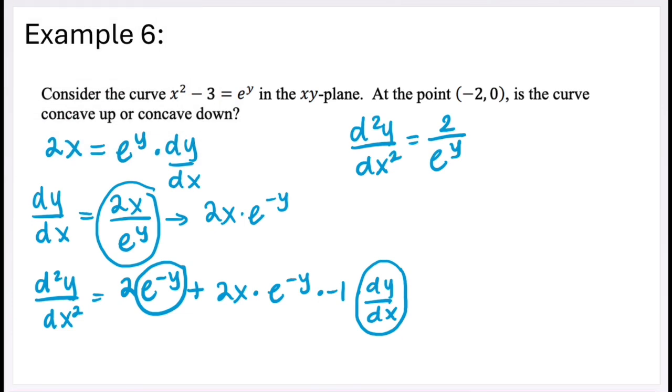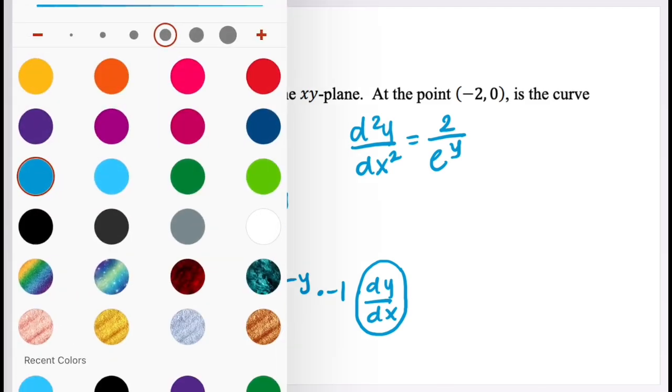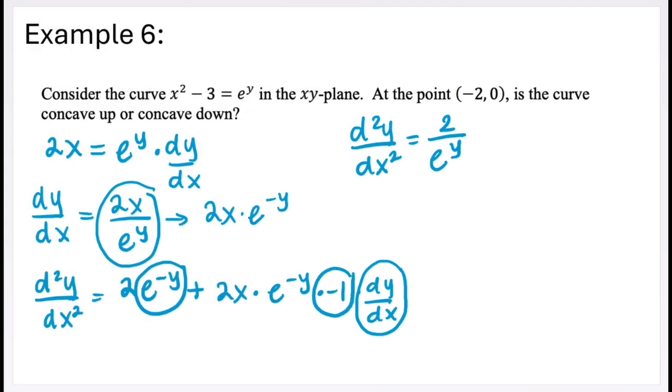All right, so right here, I'm going to have this negative 1. So this negative 1 and this positive 2 is going to become negative 2. The x will stay up top. The e to the y is going to come to the bottom. And then I'm going to replace this with this. So times 2x over e to the y.